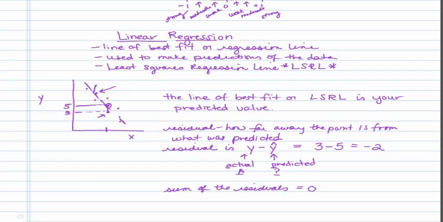We should have a couple of these points above the line, a couple of these points below the line. This one on the line actually has a residual of 0. It's perfectly on the line. Residual is kind of like your error, how far your line is from those actual points. Remember, we want that line to be as close to all of the points as possible.